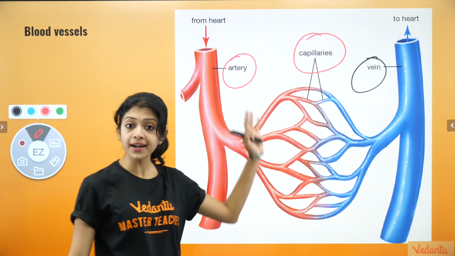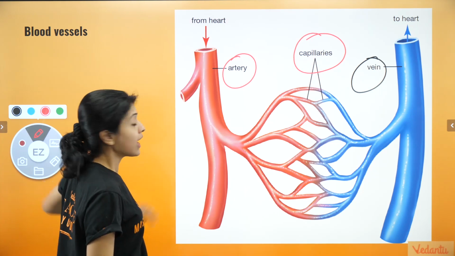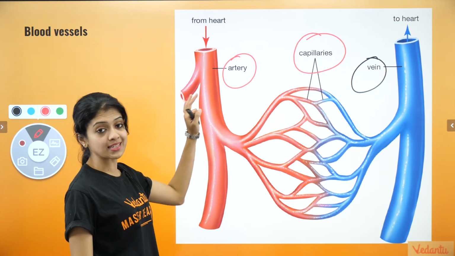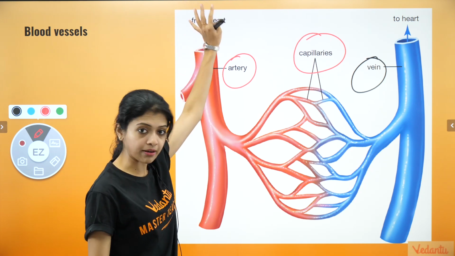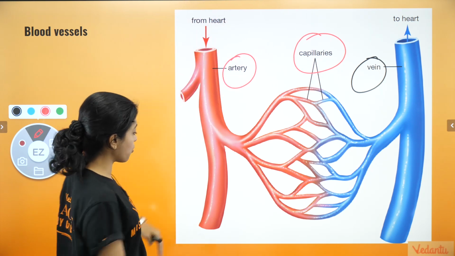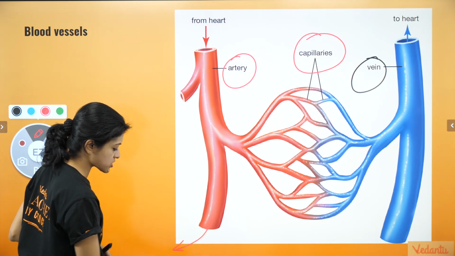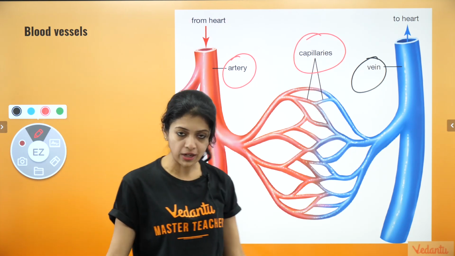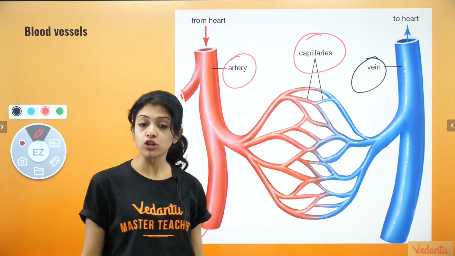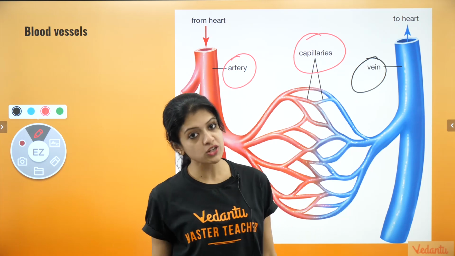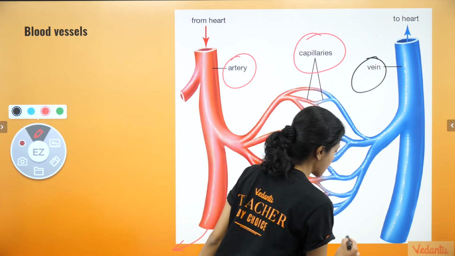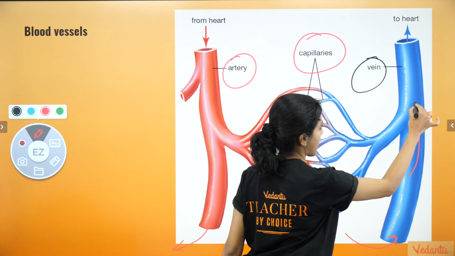What do they do? Arteries always carry blood away from the heart. Now imagine in this diagram, imagine that the heart is located somewhere there. Okay? It carries blood away from the heart and transports it to the rest of the body parts. A vein, on the contrary, does exactly the opposite. It collects blood from different parts of the body and brings it to the heart.